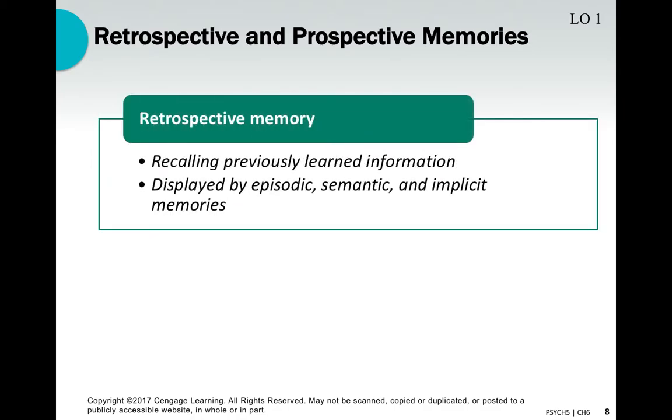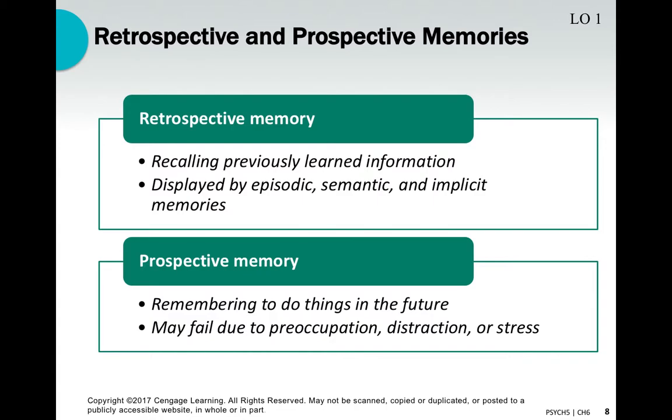Also, we can divide memory into two broader categories. We have retrospective, recalling things from the past. This is part of episodic, semantic, and implicit memories. When you take a test in this class, you are drawing upon retrospective memories. Prospective memories, on the other hand, are remembering things to do in the future. So, remembering that I've got an exam coming up, so therefore I need to study, is using prospective memory, and there are reasons why that doesn't always work.